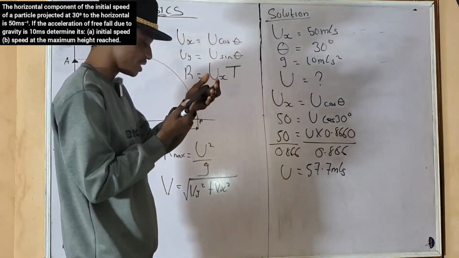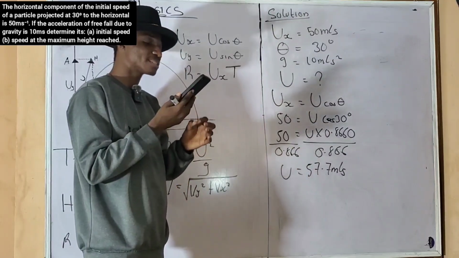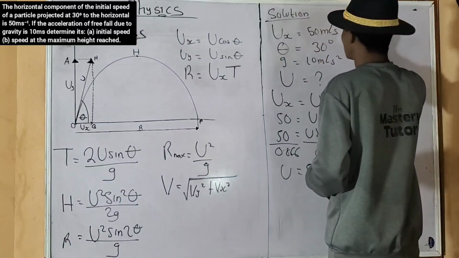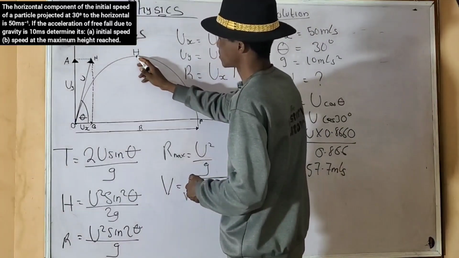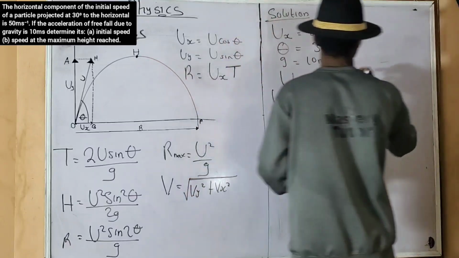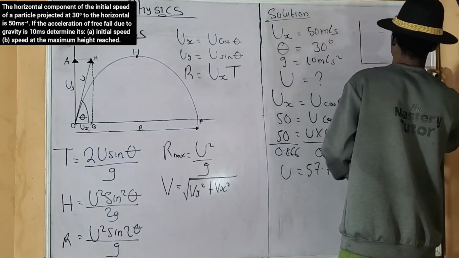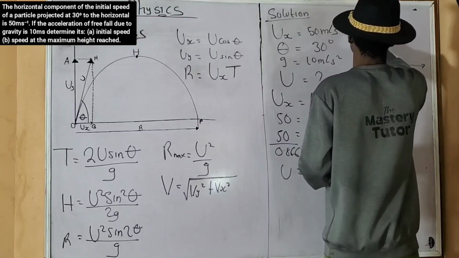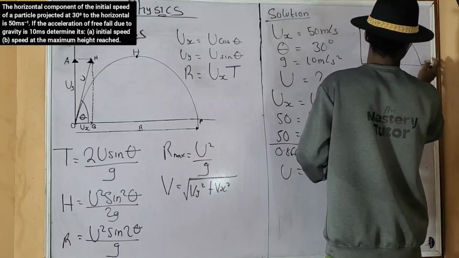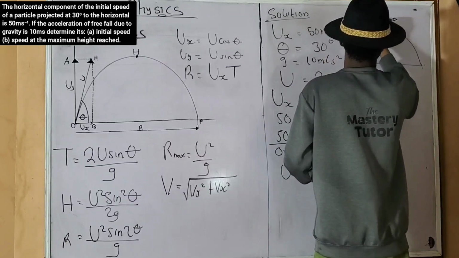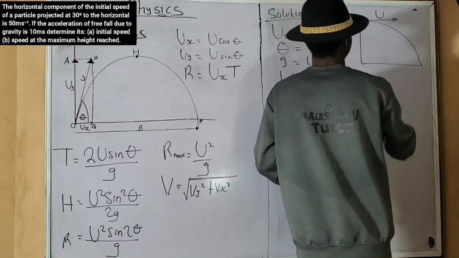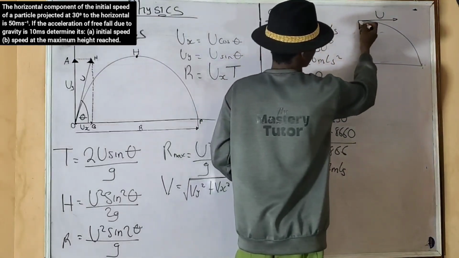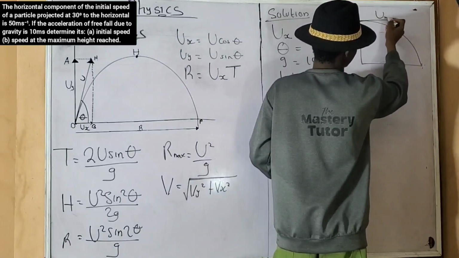Okay, how can we get the speed at the maximum height reached? Please pay attention. The maximum height reached is this point. In fact, let me redraw the diagram. We're going to have something like this. I'm very sure you've come across this in the previous class. This is the speed of projection, and the maximum height reached is this point. And you know that at the maximum height, the u here will be ux.